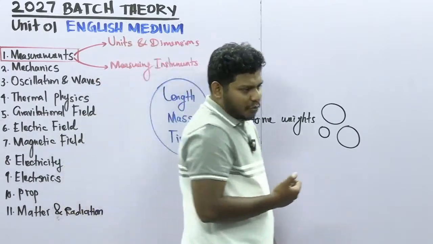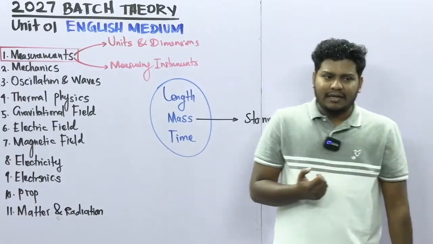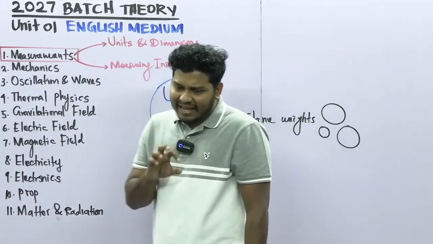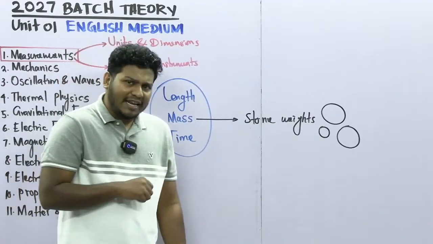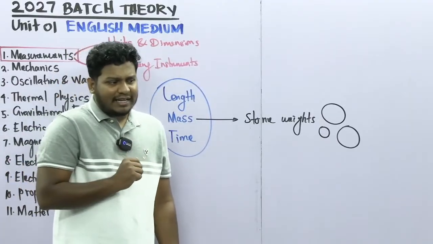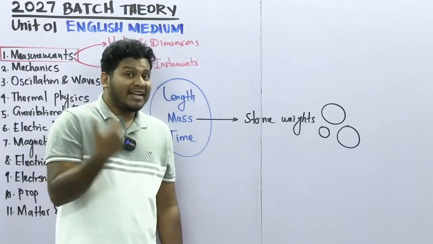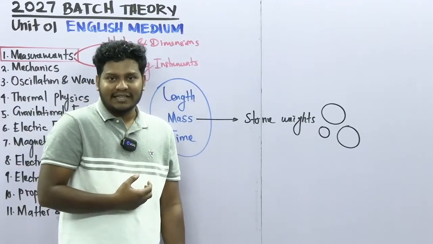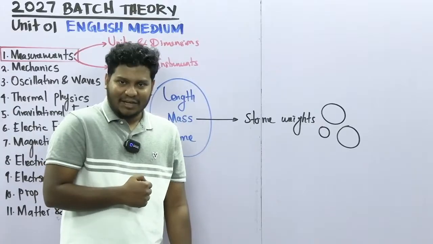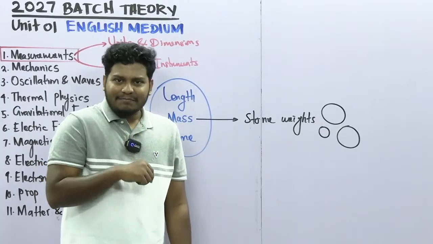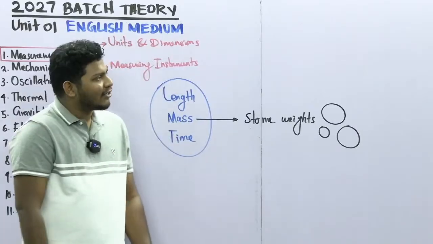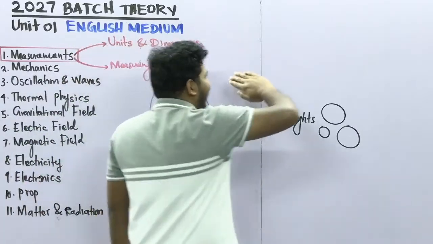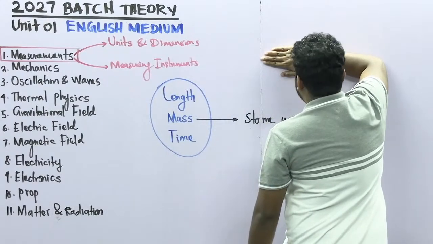In my childhood, in the period of 1998 to 2003, most of my grandmothers and grandfathers used this cubit to measure paddy fields or any other area. So the cubit is like this. This is 1 cubit, this is 1 cubit, this is 1.